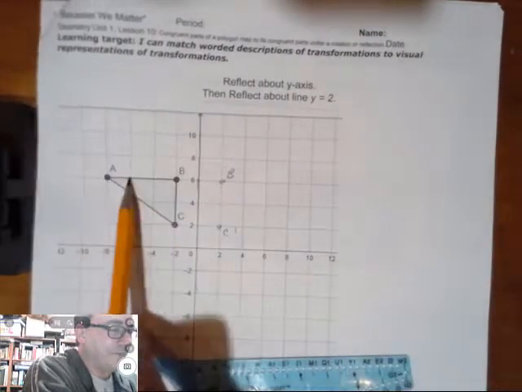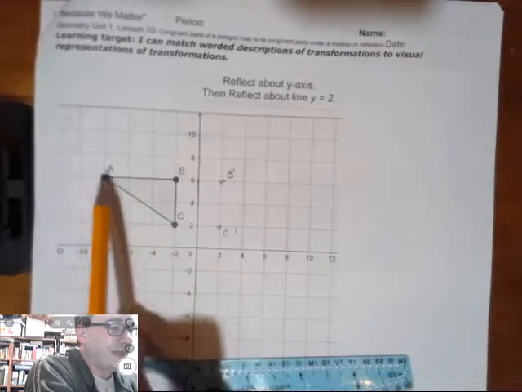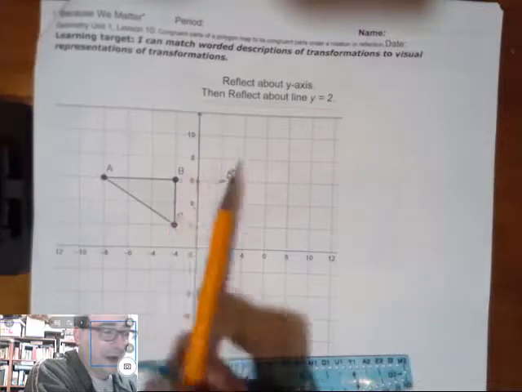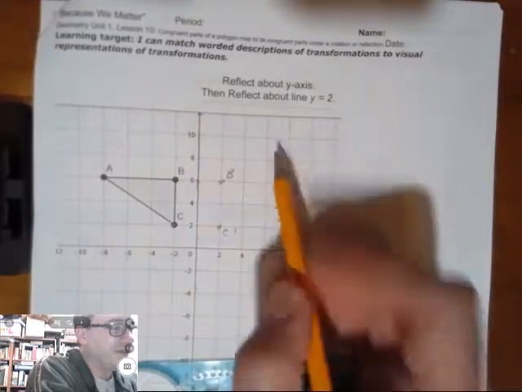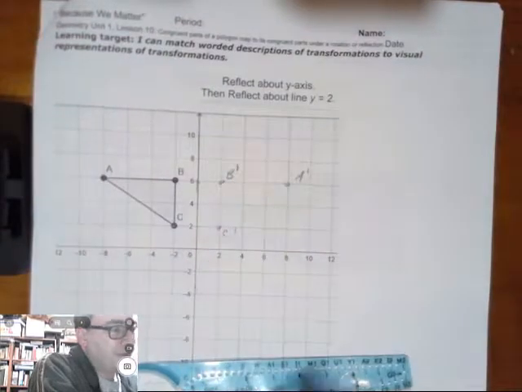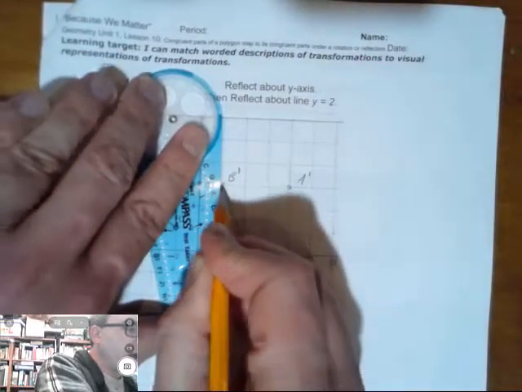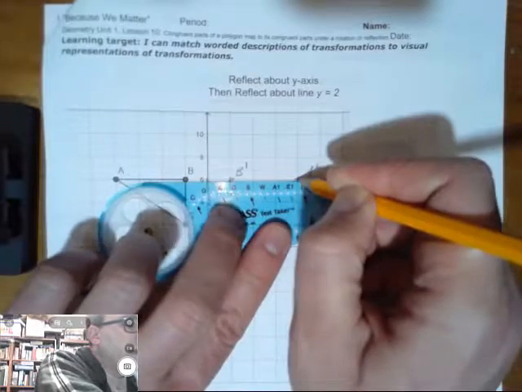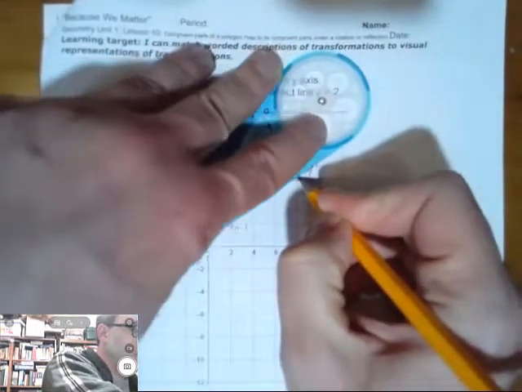All right. 1, 2, 3, 4. So my A is 1, 2, 3, 4 away from my y-axis. So 1, 2, 3, 4. There's A prime. I should have a B prime here. So there is my triangle after the transformation of a reflection over the y-axis.